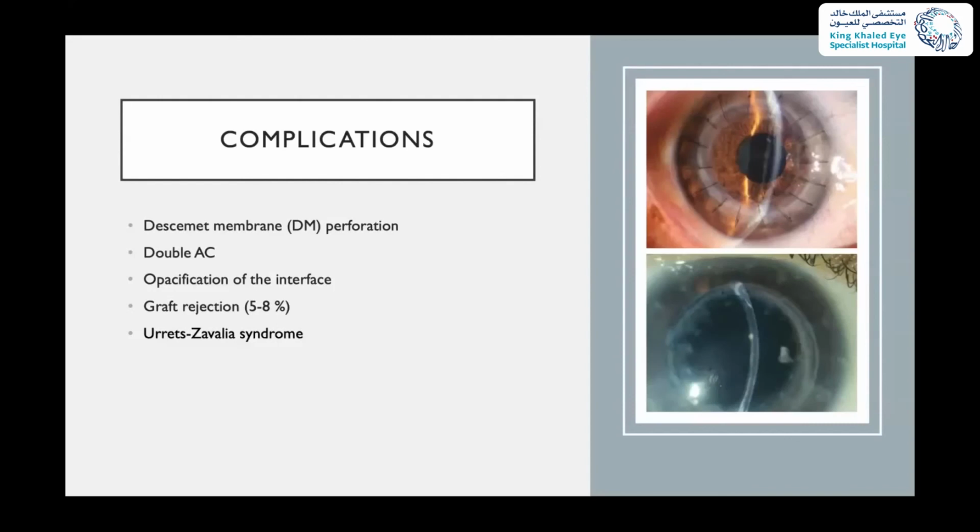Urrets-Zavalia syndrome, which is a rare complication for LK. It is a fixed dilated pupil, secondary to iris ischemia. In cases where tamponade fails to manage, So those are the special complications for LK.